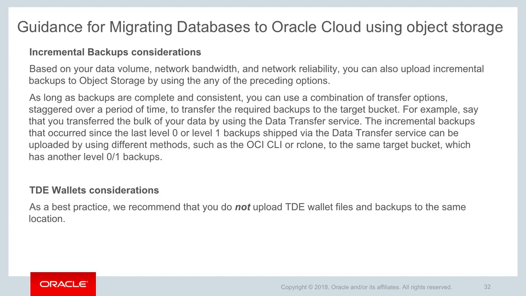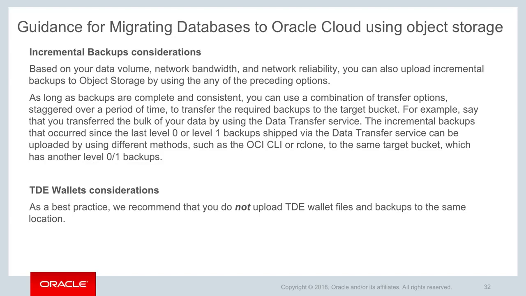We will now look at the incremental backups considerations. Based on your data volume, network bandwidth, and network reliability, you can also upload incremental backups to object storage by using any of the preceding options. As long as backups are complete and consistent, you can use a combination of transfer options staggered over a period of time to transfer the required backups to the target bucket.